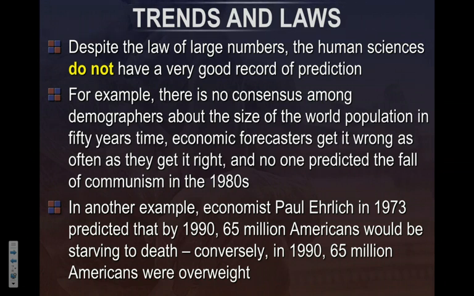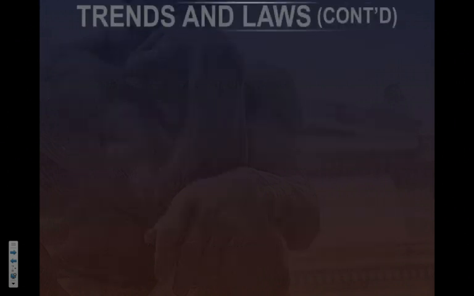So for example, no one predicted the fall of communism in the 1980s from an economic standpoint. Okay? Another example, in 1973, an economist named Paul Ehrlich, or I can't properly pronounce his name, predicted that by 1990, 65 million Americans would starve to death. But in fact, what happened in 1990 is 65 million Americans were deemed overweight. So it is problematic when using these so-called laws, even the law of large numbers, to make predictions. In the human sciences it does not have a very good record. It has a poor record.